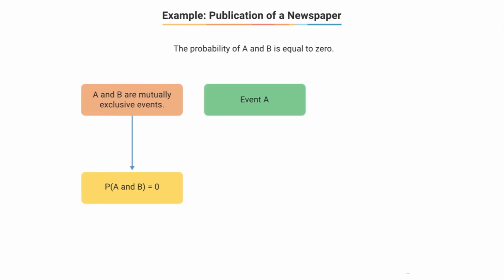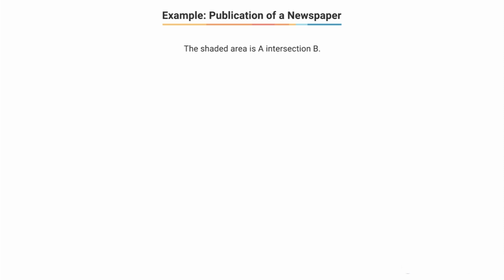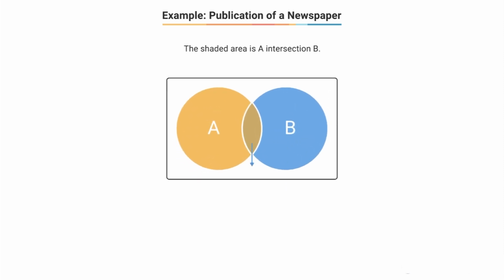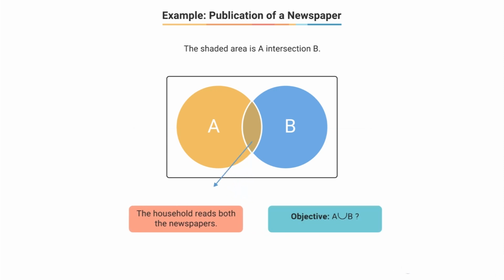Here, A is the number of households reading the Times and B is the number of households reading the Daily News. The shaded region that overlaps A with B, that is A intersection B, indicates the households which have a subscription to both. We already know that A is equal to 25, B equal to 35, and A intersection B equal to 6. Our objective here is to find A union B.